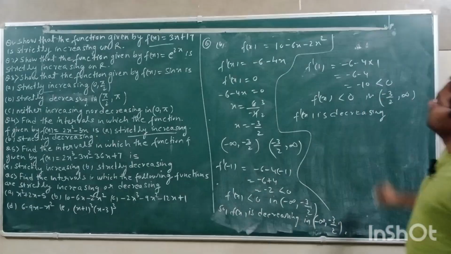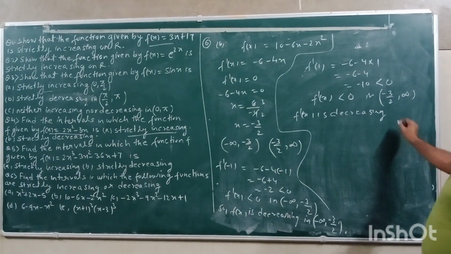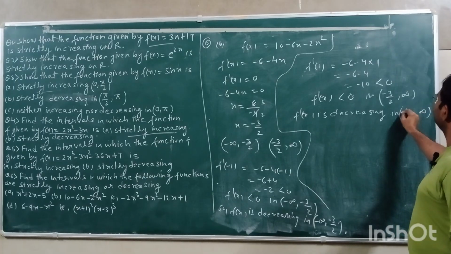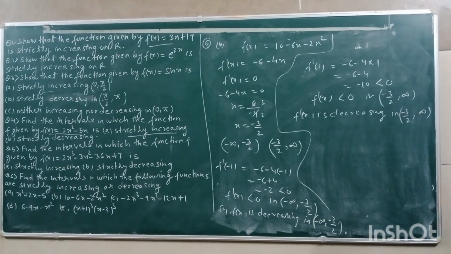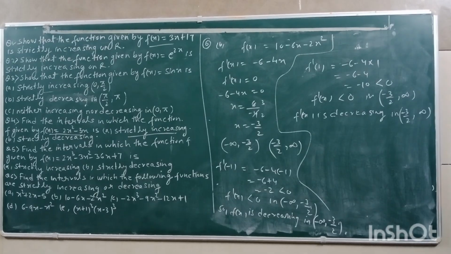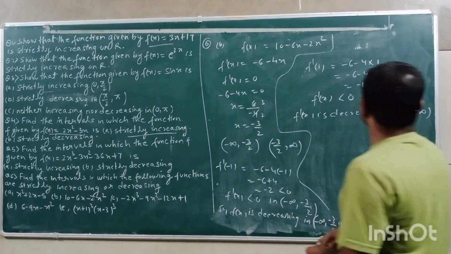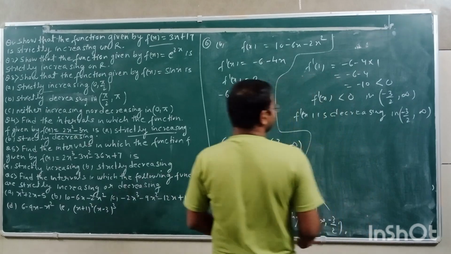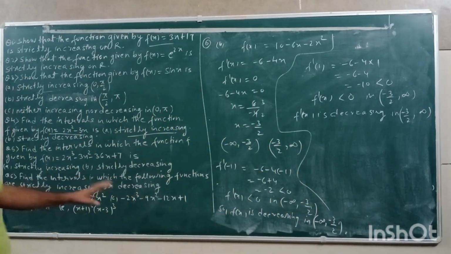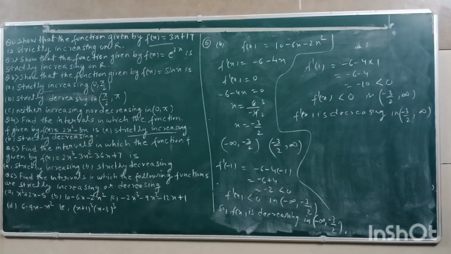Decreasing in minus 3 upon 2 to infinity. Also you will write decreasing. So see here, in this way you will write. I hope you have understood. Now let us see. So you can see here in both intervals the function is decreasing.